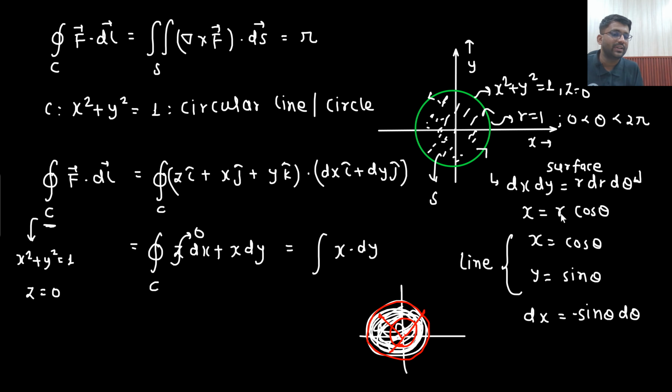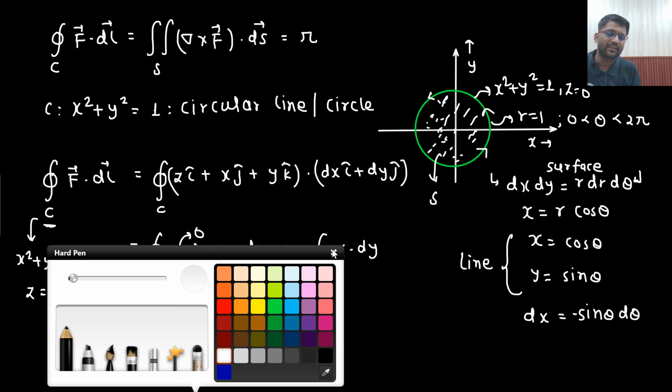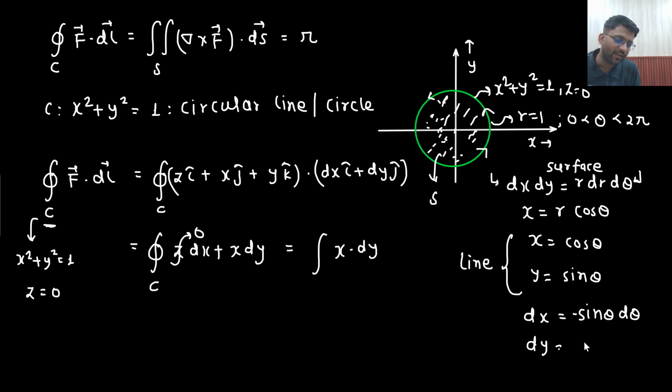So x is cos theta. If r was 2, x would have been 2 cos theta, y would have been 2 sin theta. If r is 1, then x equals cos theta, y equals sin theta. What is dx? Dx is minus sin theta d theta. And what is dy? Dy would become cos theta d theta. Say yes or no. Are you able to understand all these scenarios for a particular line?